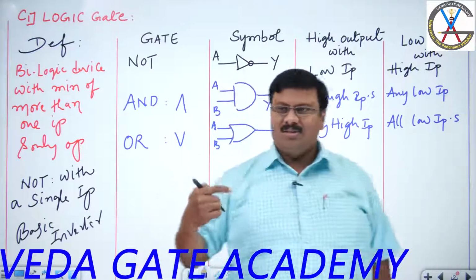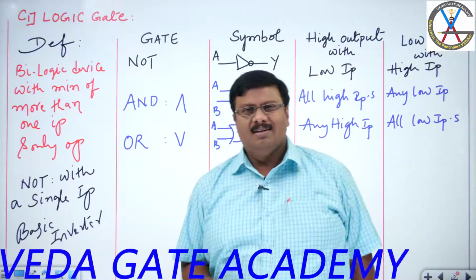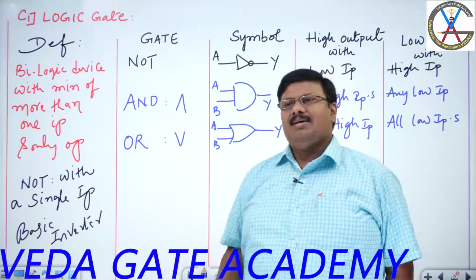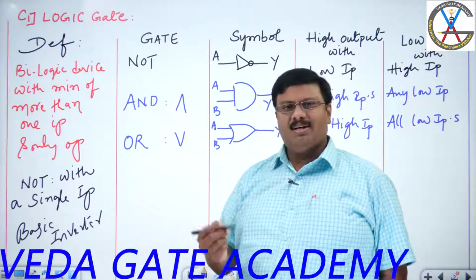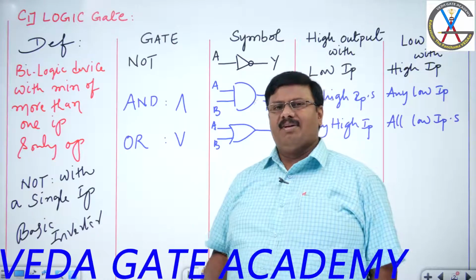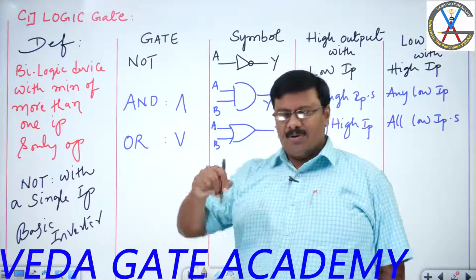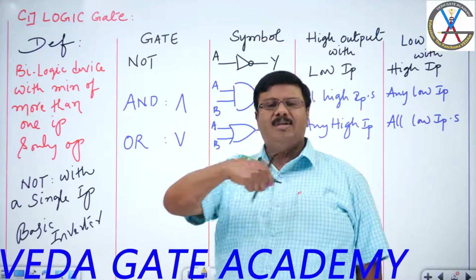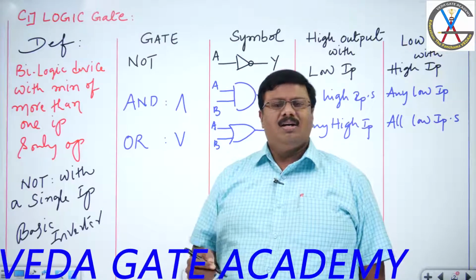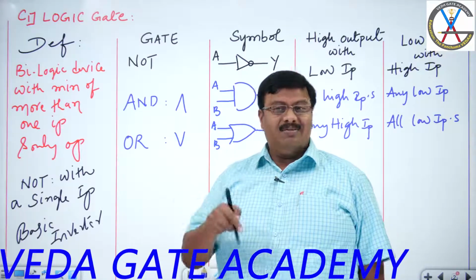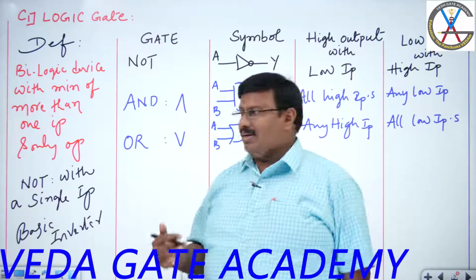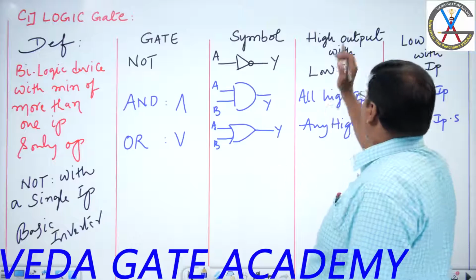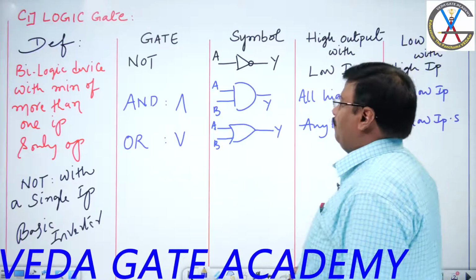And these three are called basic gates: AND, OR, NOT. Basic building blocks to develop any logic circuit. NOT is an inverter, it will invert the input given. AND produces a high output only when all the inputs are high, and OR produces a high output when any one of the inputs is high. We will speak about the remaining gates one by one: OR, high with any high, low with all low.